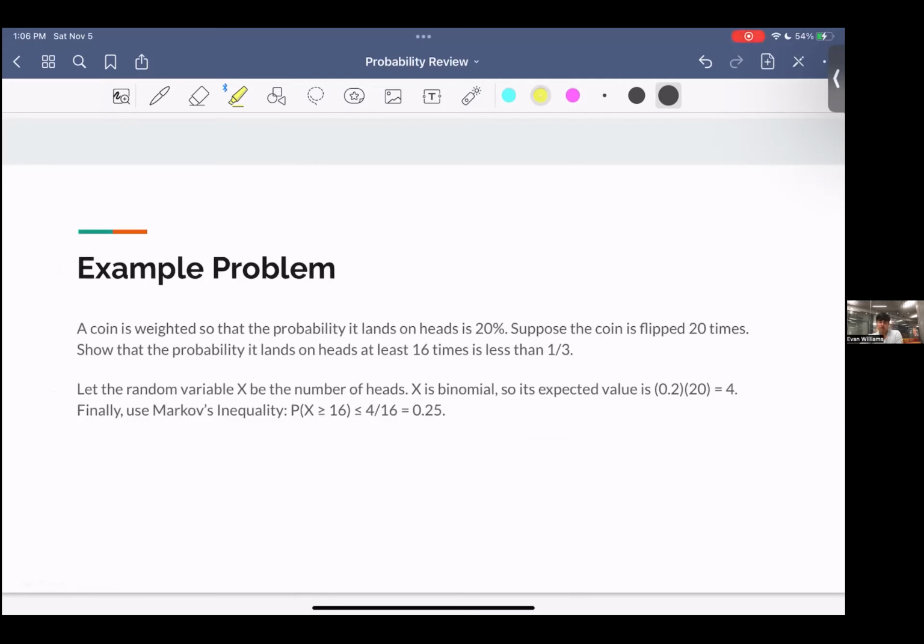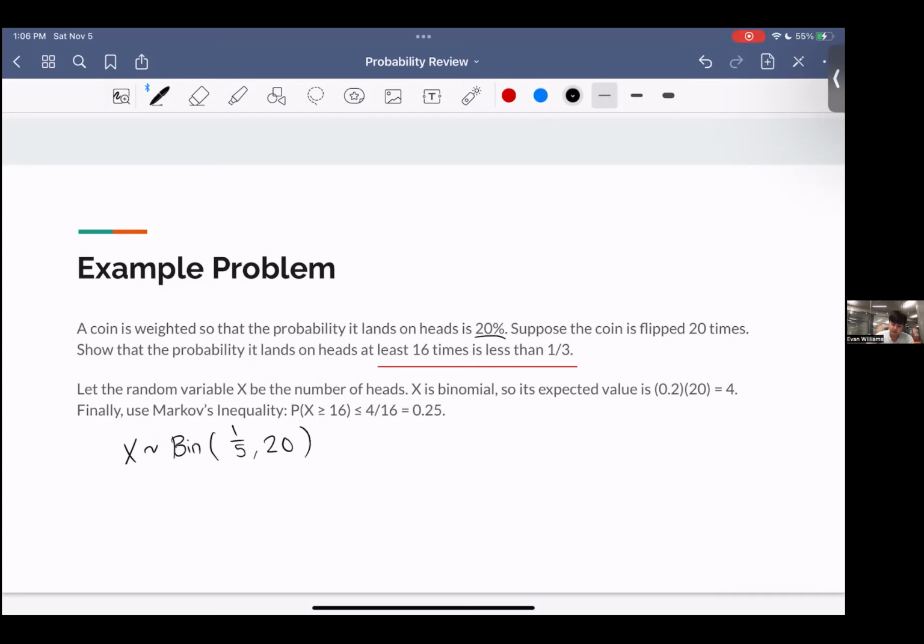So let's look at some example problem. Suppose we have a coin that's weighted so that the probability that it lands on heads is 20%, and it's flipped 20 times. And so we want to show that the probability that it lands on heads at least 16 times is less than a third. Okay, so we'll denote some random variable x to be the number of heads in 20 tosses. So x is a binomial random variable, and the probability of getting heads is 20%. It takes on probability 1/5, and we have 20 trials.